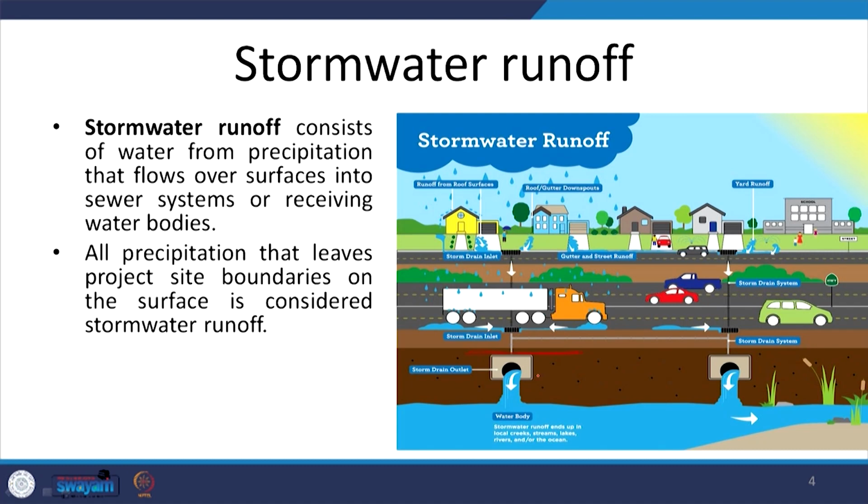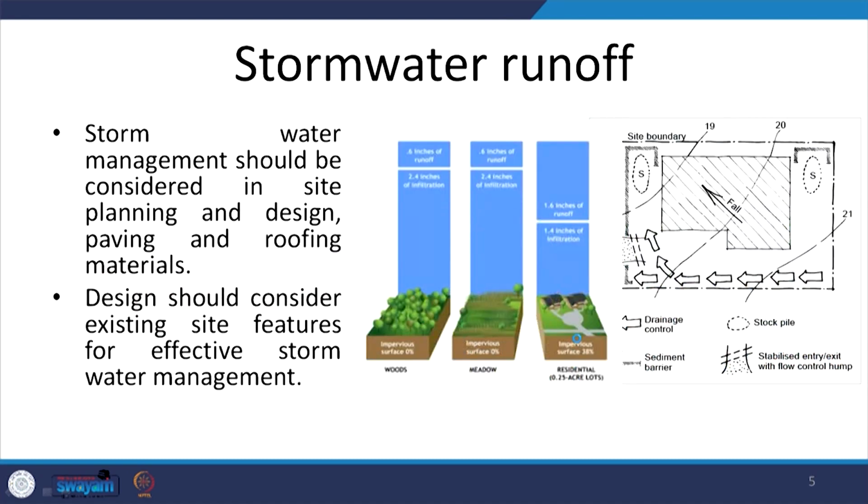So, we are talking about storm water runoff as the precipitation that leaves the project site boundaries and gets collected through the drains in a properly organized manner. That is what the storm water runoff is.